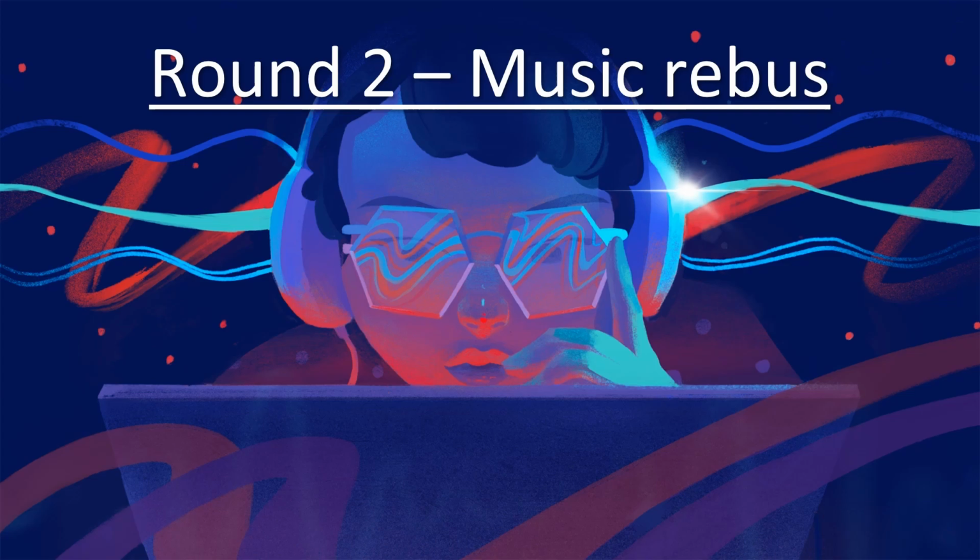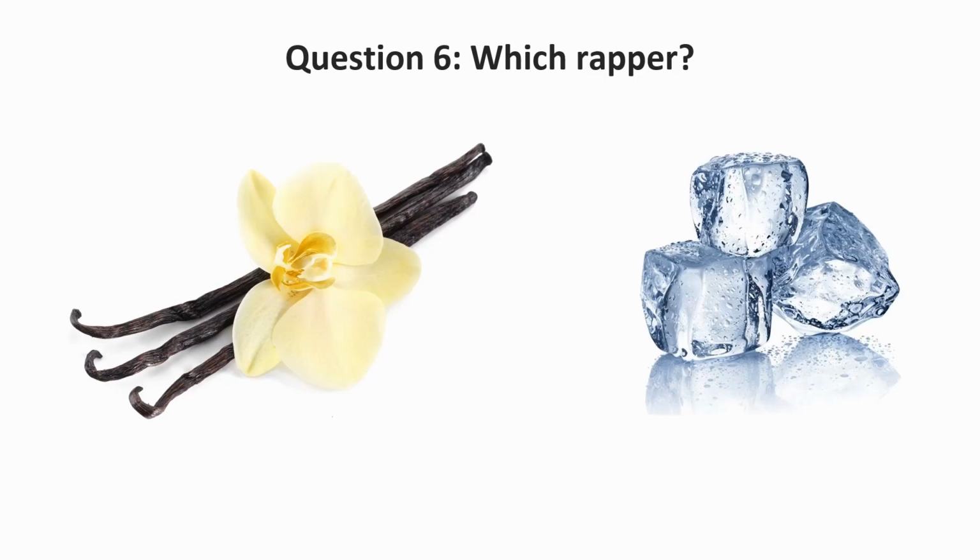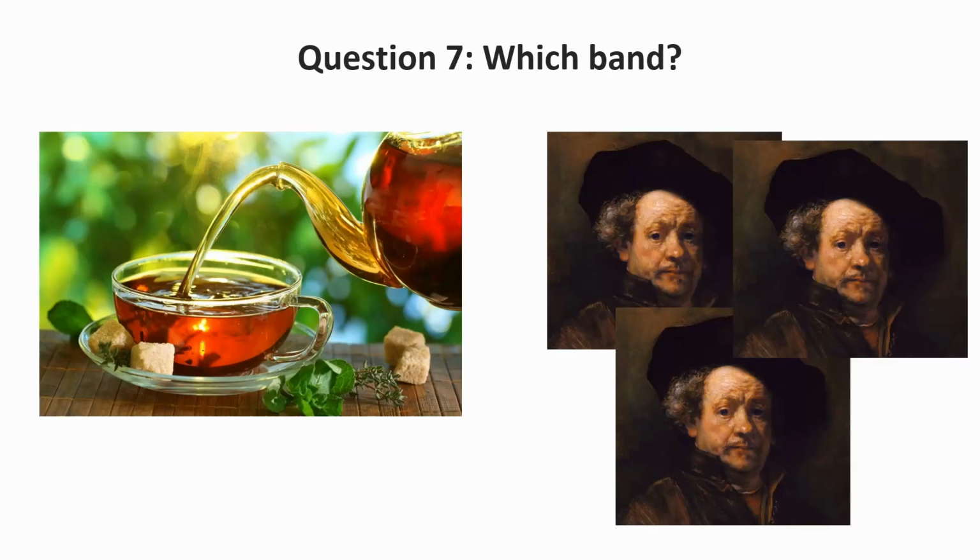Question 4. Which singer? Well, it's of course Freddie Mercury is the singer that we're looking for. So it's Freddie Ljungberg, famous football player, and then we got Mercury, the periodic table there. And then we got of course Vanilla Ice is the rapper, fairly straightforward. And finally the Rembrandts as the band.